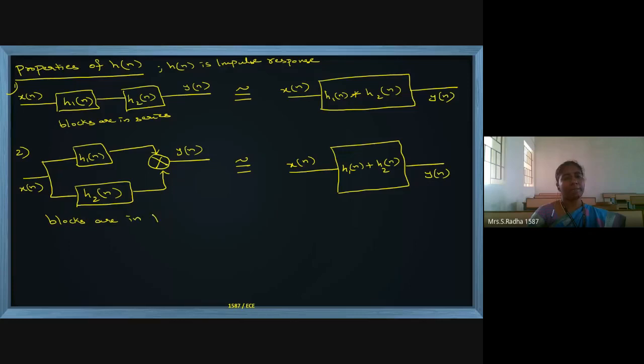These two are very, very important properties with respect to h of n impulse response. And here what we are using is convolution. If the blocks are in series, convolution can be applied between them. If the blocks are in parallel, then we can apply addition.